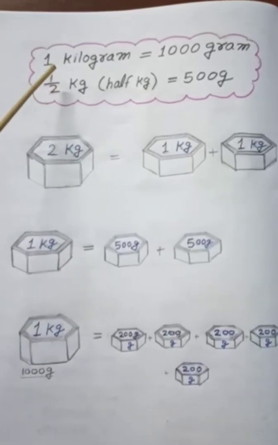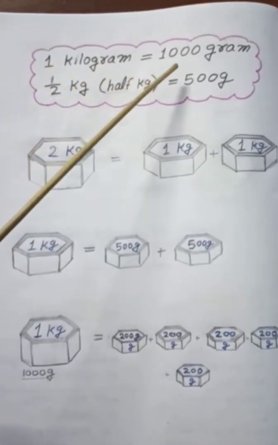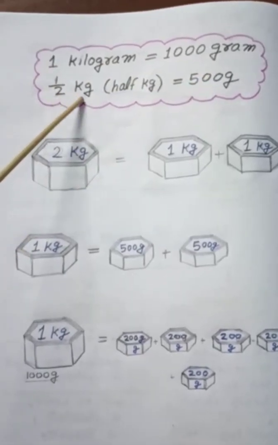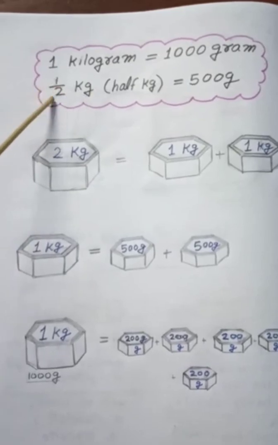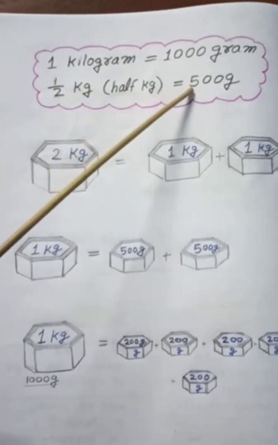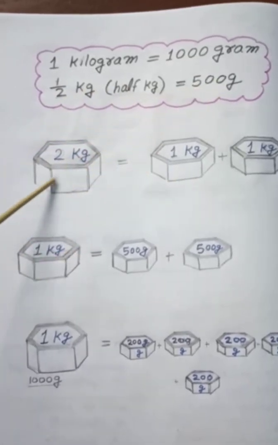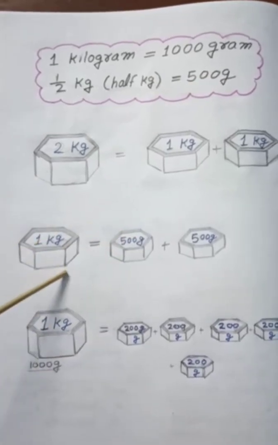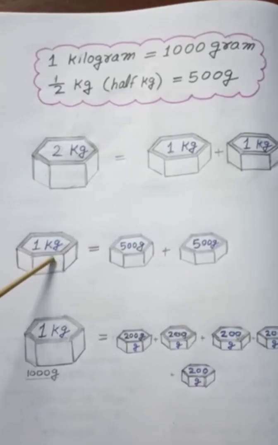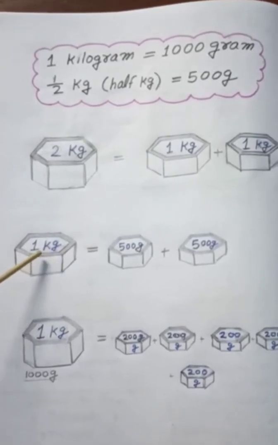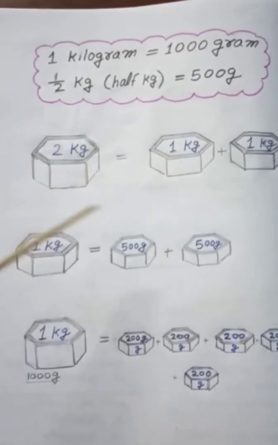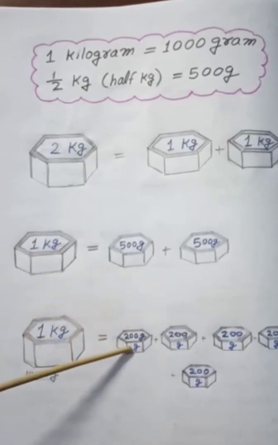Look here children, 1 kilogram is equal to 1000 gram. Then half kilogram we can write this way, 1/2, and we can say half kg. So half kilogram is equal to 500 gram. Here are some weights, look at these weights. Generally you have seen these weights in the market, right? They use different weights to measure the object. Here are 2 kilogram, 1 kilogram, 500 gram and 200 gram weights.